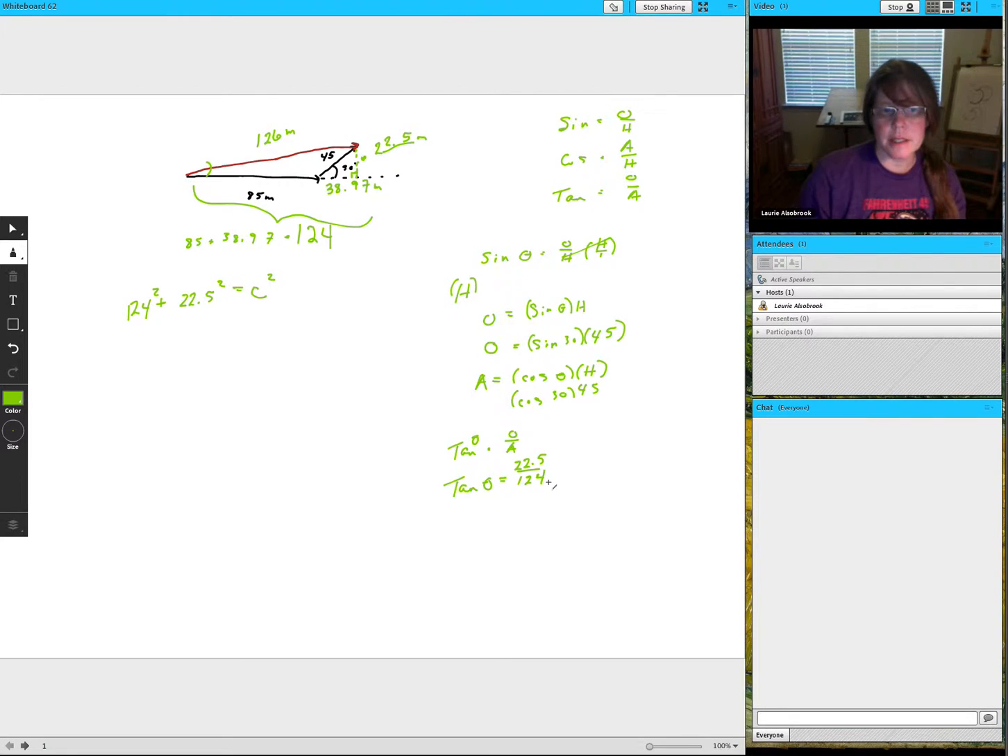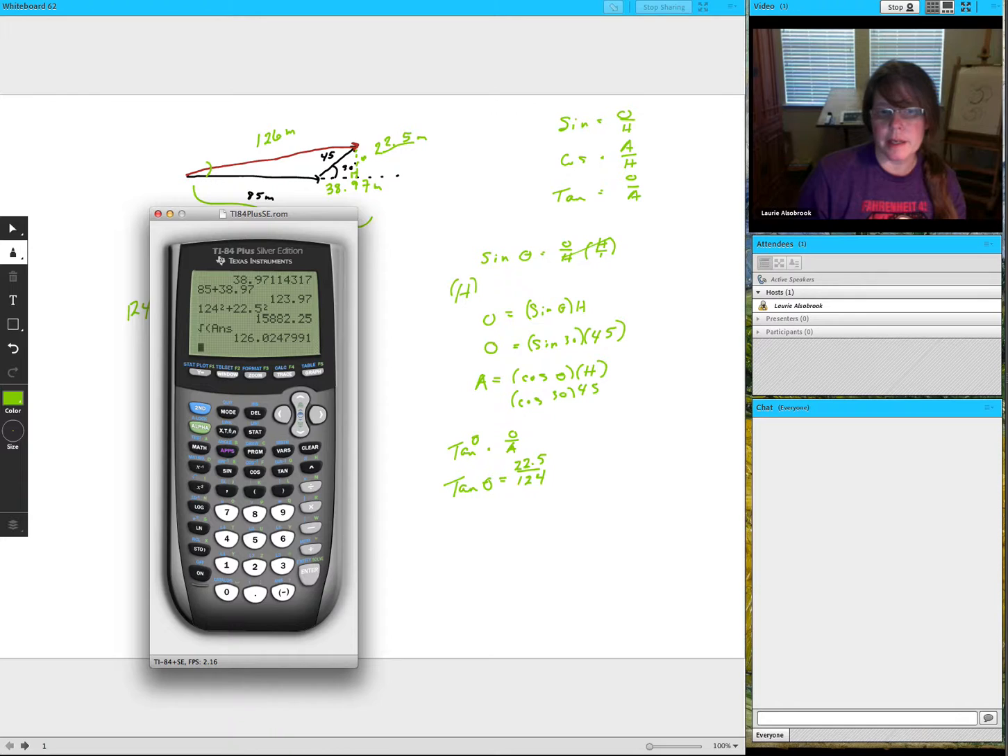So if you enter that into the calculator, 22.5 divided by 124. Okay. Now, that is the decimal equivalent of this ratio. And your calculator is able to tell you what that corresponds to in degrees. But what we're going to do is take the arctangent of that. To find that key, look above where it says tangent, and you'll see it says tangent and then there's a -1 exponent there. That's going to give you the arctangent.